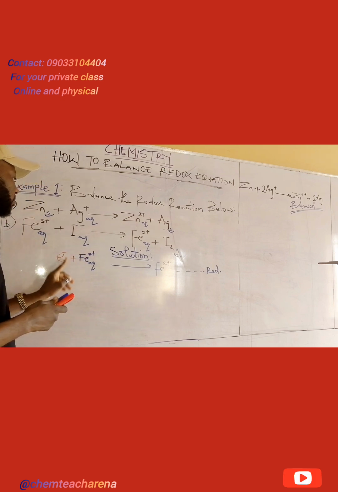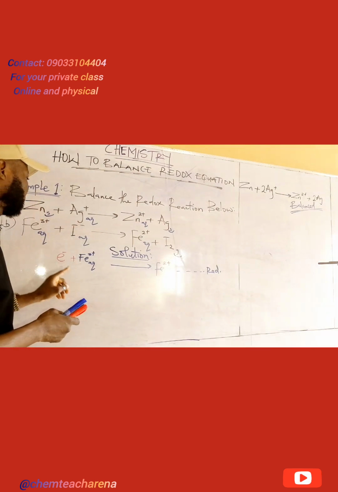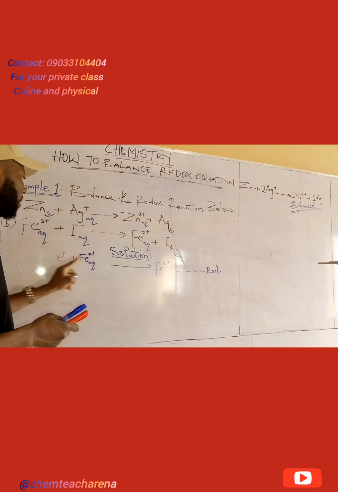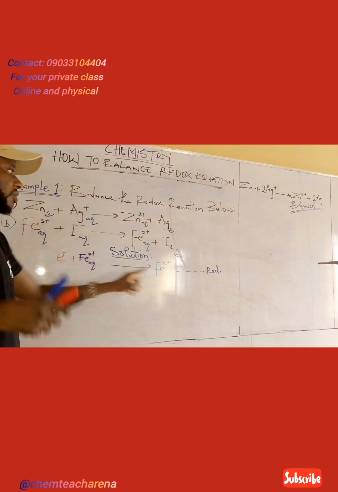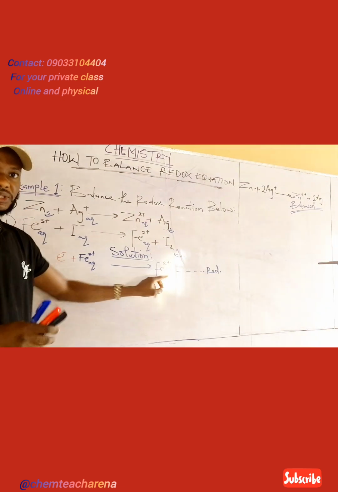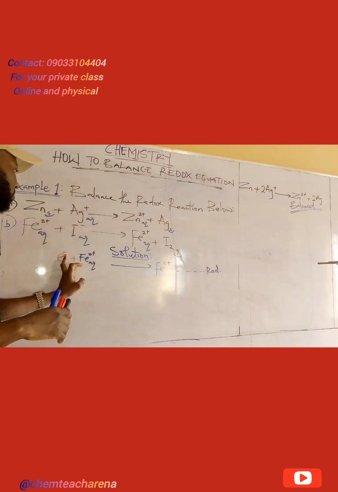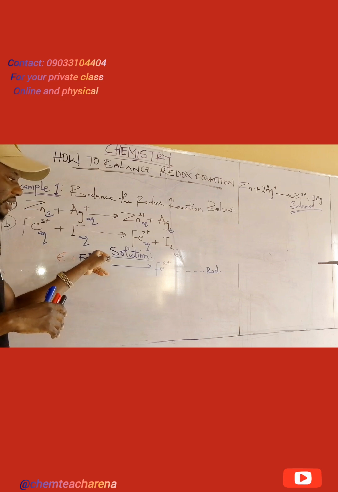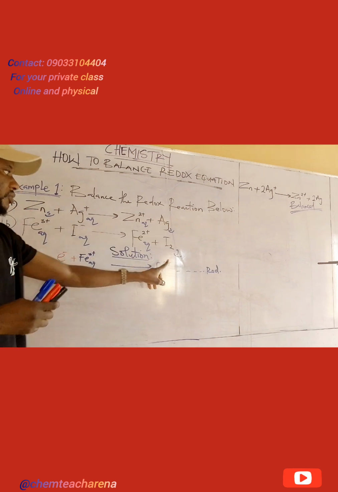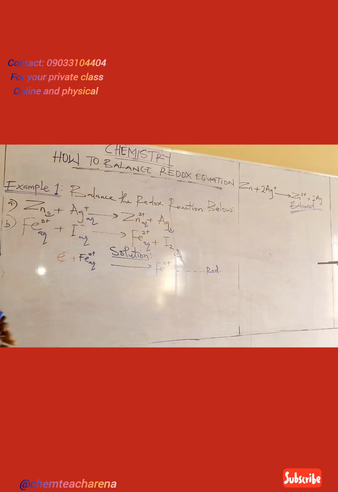Why am I adding plus only 1 here? The reason is that this minus 1 plus 3 will give you 2. We now have 2. The electrons are already balanced. Subtract 1 from these 3. 3 minus 1 is 2. 2 is balanced. So that's why I'm adding just 1.